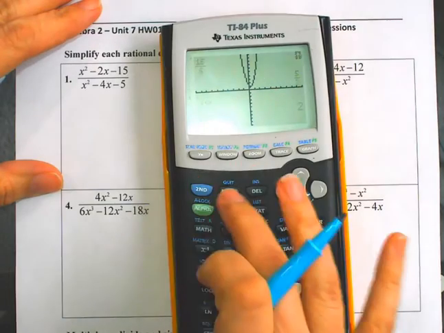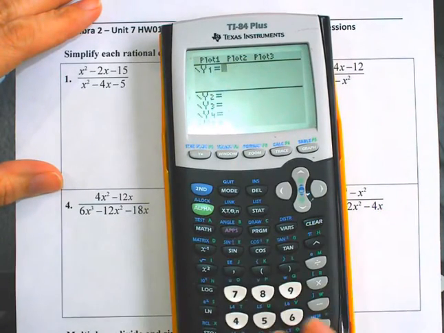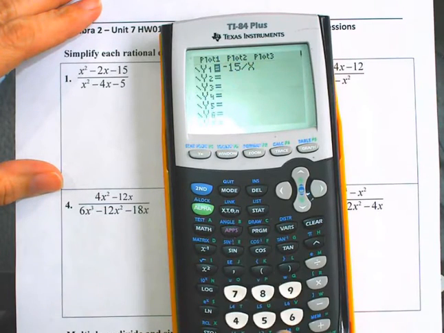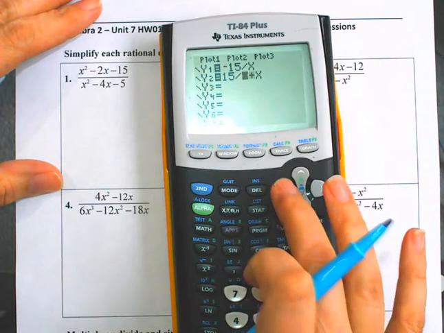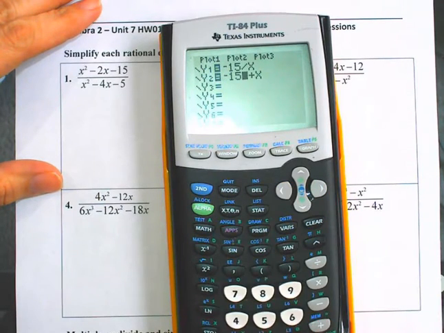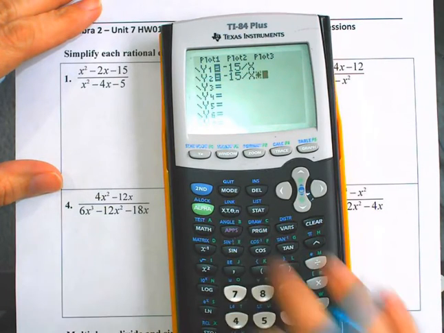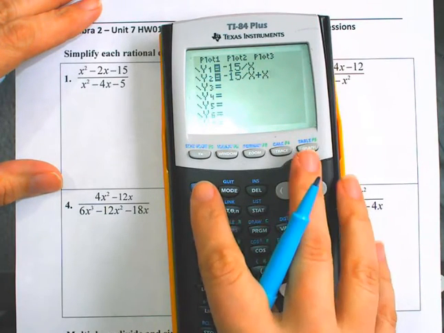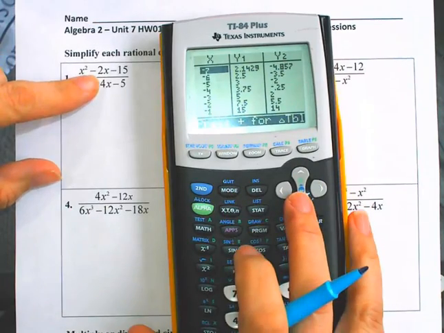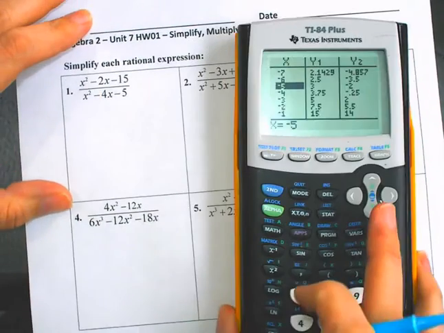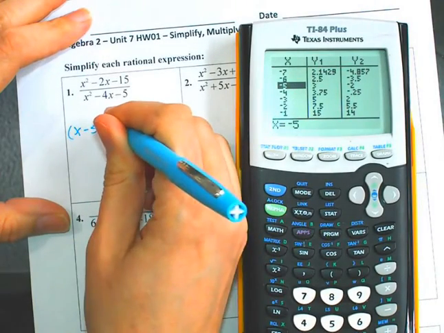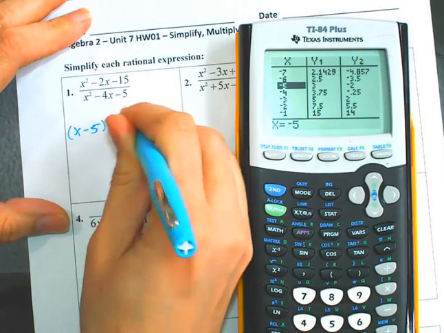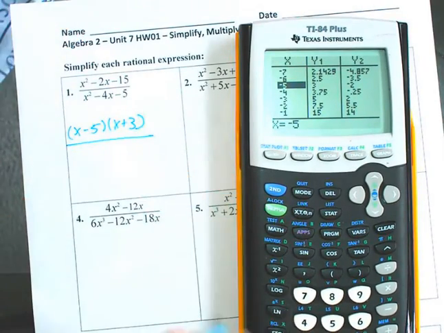I'm not going to spend a lot of time on the factoring part because you guys should know how to do this by now. Negative 15 divided by x, negative 15 divided by x plus x. Oops, I got the negative. All right, go to the table. I'm looking for negative 2. Okay, so my factors are x minus 5, x plus 3. So the first step is to rewrite with the factors.